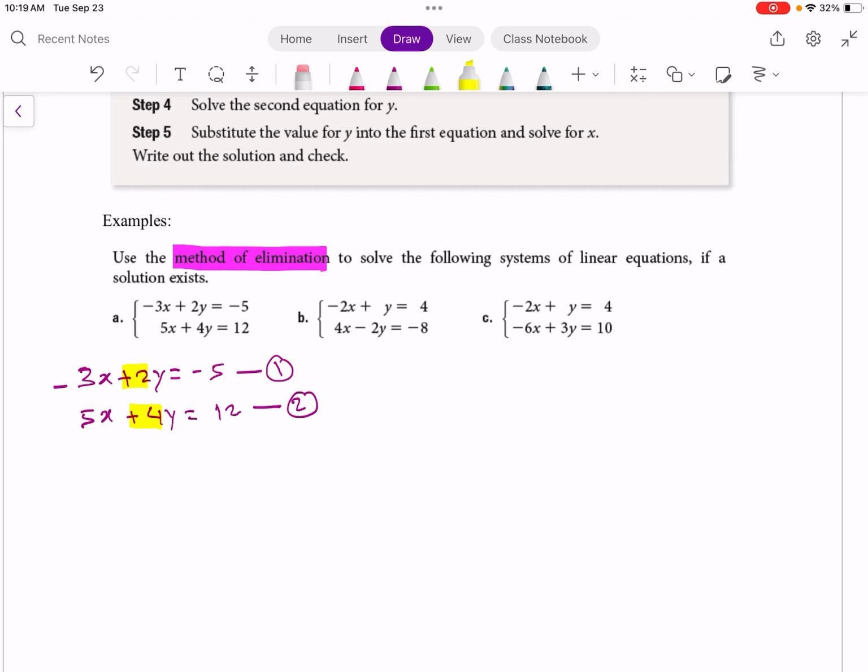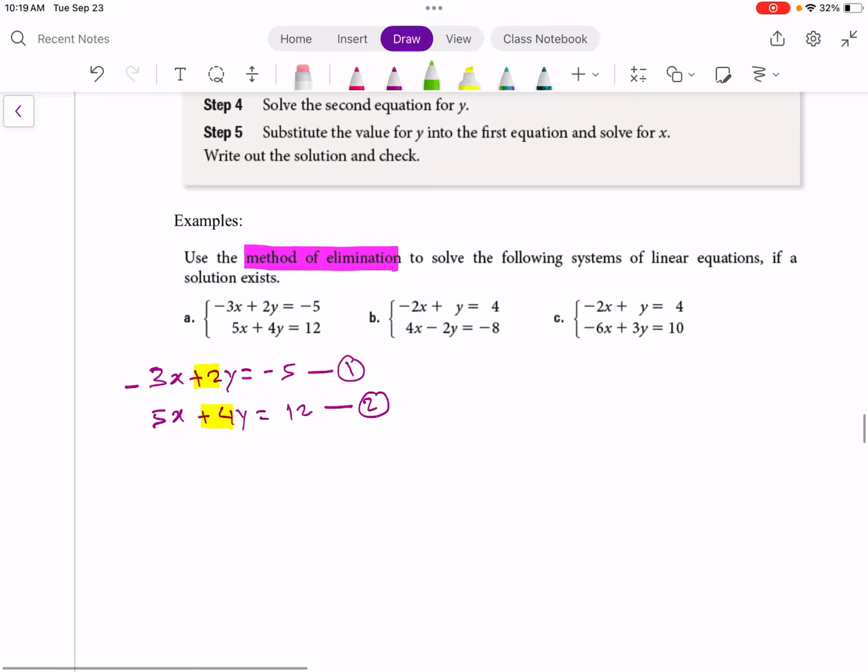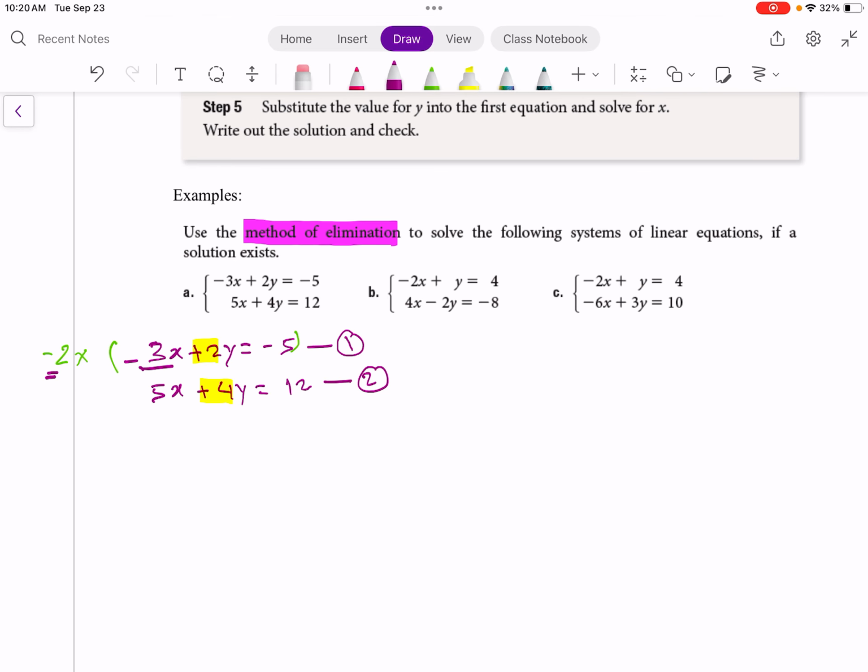Right, so for that we multiply our equation 1 by negative 2. So when you multiply every term on both sides, you multiply the equation by negative 2. Negative 2 times negative 3x is negative 6x, negative 2 times positive 2y is negative 4y, negative 2 times negative 5 is positive 10. So we multiplied our equation 1 by negative 2. And when you multiply, make sure you are multiplying every expression on both sides.